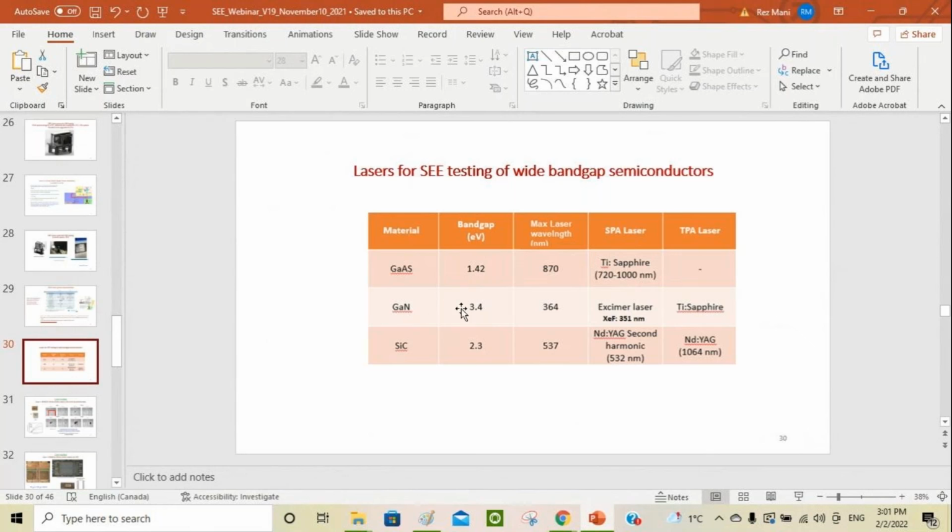For gallium nitride, you need to use a UV laser, 364 nanometer. So, for example, xenon fluoride emits at 351. That's a suitable laser for that. And for silicon carbide, you could use the second harmonic neodymium YAG laser. So the answer to your question is use shorter wavelengths for larger band gaps.